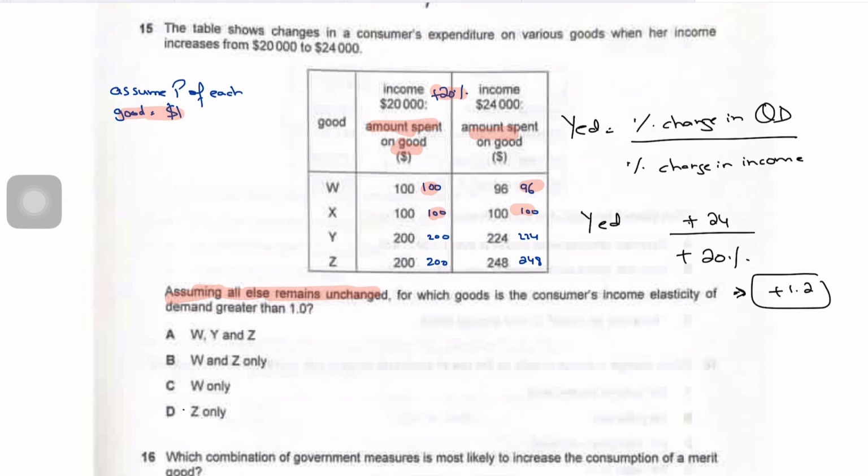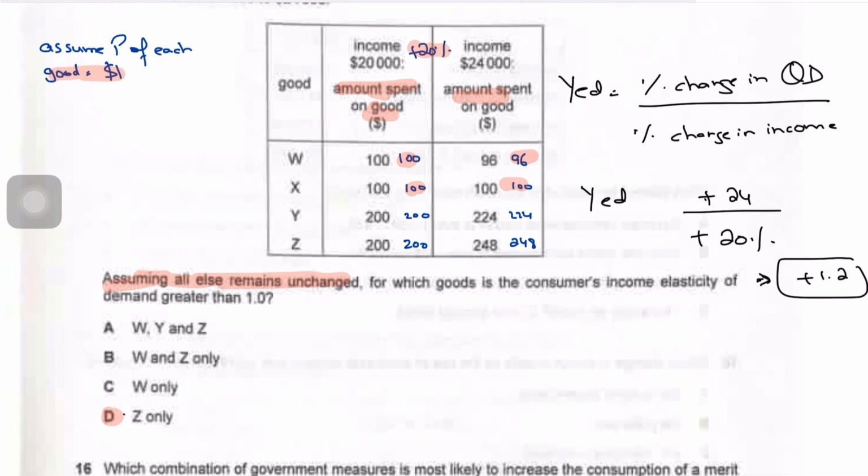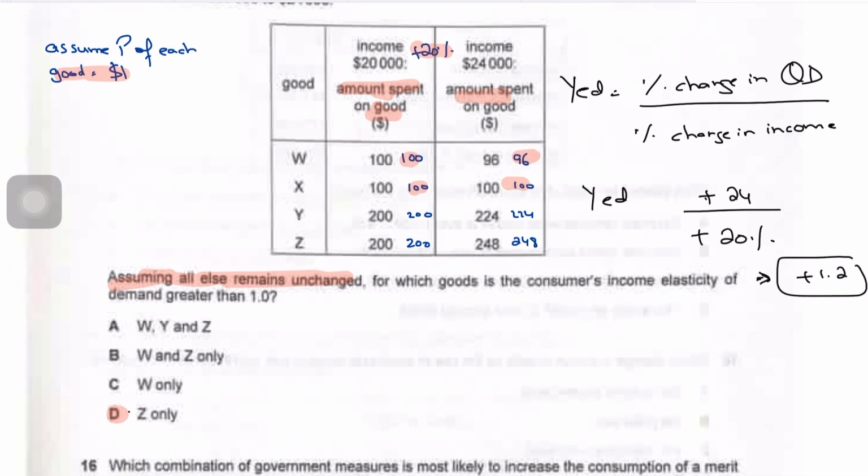For which goods is the consumer's income elasticity of demand greater than 1? So the answer is D, and this is also a repeated question. YED for Z: the quantity demanded is going up by 24%, and that gives a YED of 1.2.